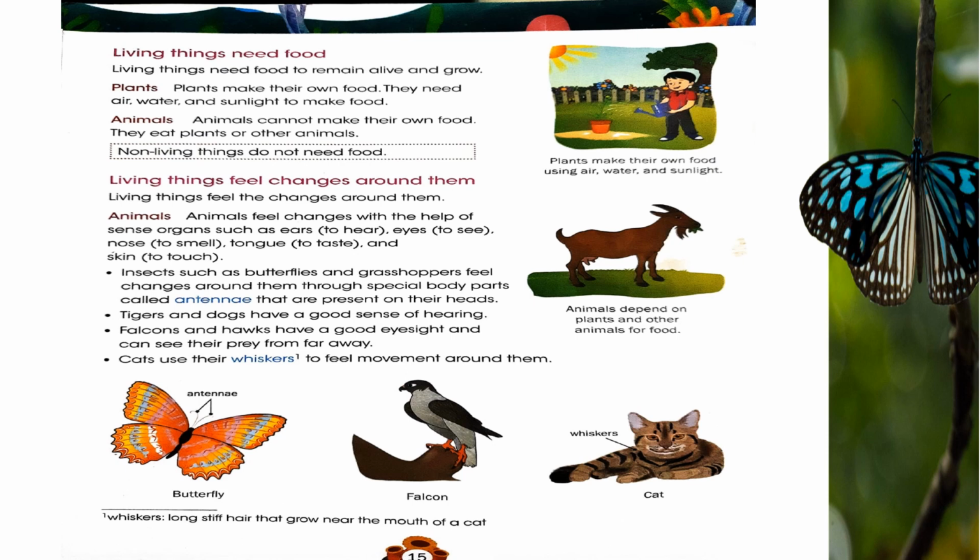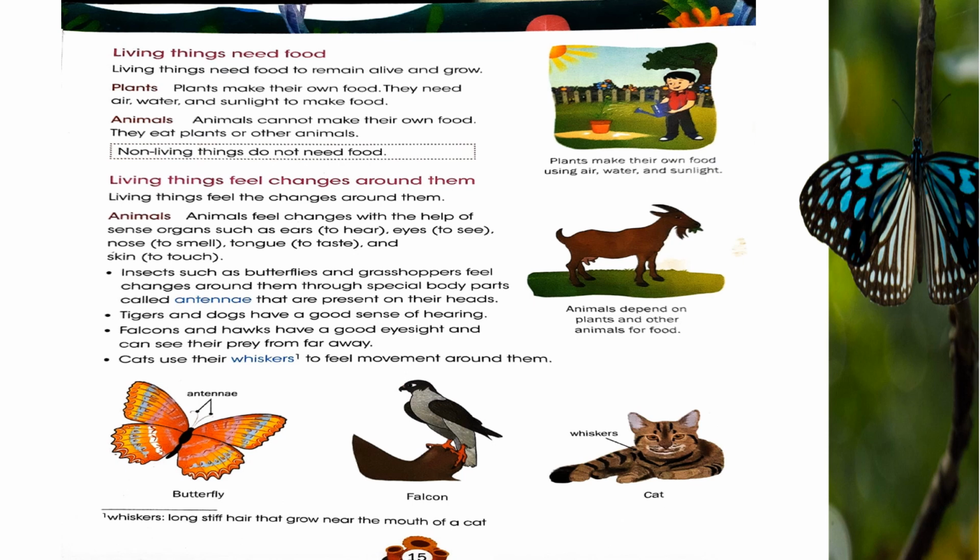Insects such as butterflies and grasshoppers feel changes around them through special body parts called antennae that are present on their heads. Tigers and dogs have a good sense of hearing. Falcons and hawks have good eyesight and can see their prey from far away. Cats use their whiskers to feel movement around them.